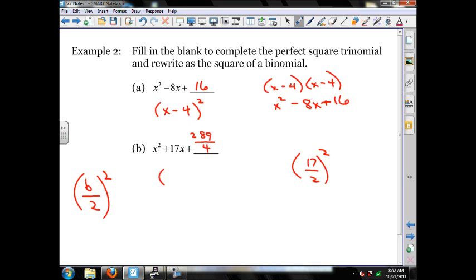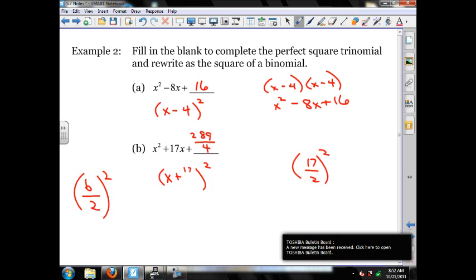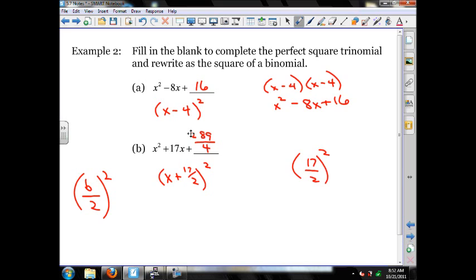And then if it wanted it as the square of a binomial, what would it be? X plus 17 over 2. This was negative 8 divided by 2 gave us negative 4. 17 divided by 2 is 17 over 2.